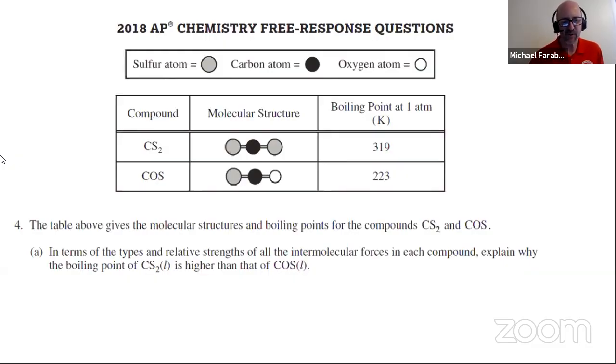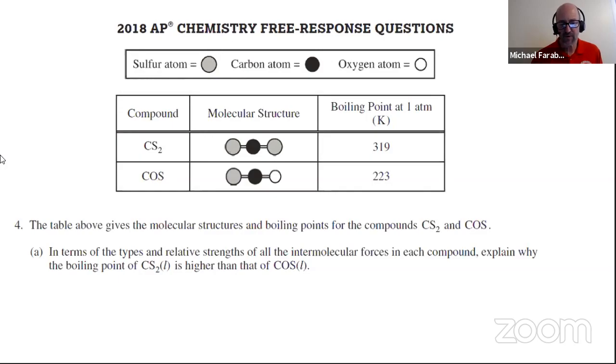Okay, so before I get to your homework, another example of please watch out for student misconceptions. This is from the 2018 free response, number 4, part A. You are given a table. Take a look at this table for a moment and you notice that CS2 has a boiling point of 319. COS has a boiling point of 223.